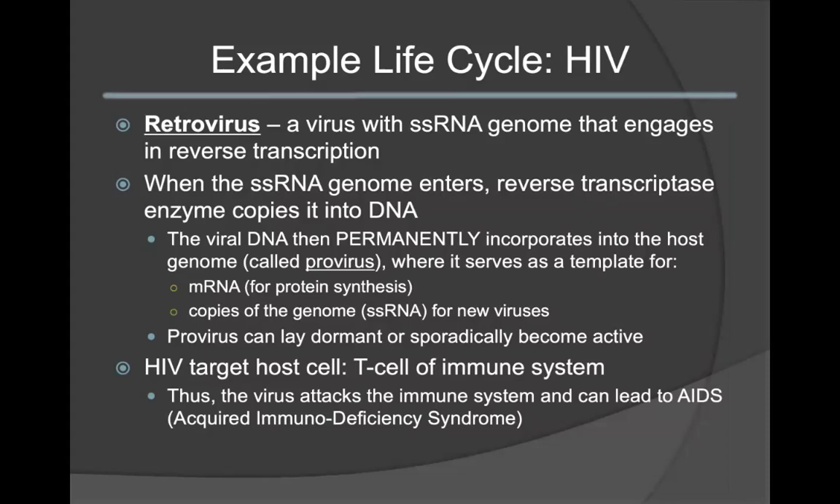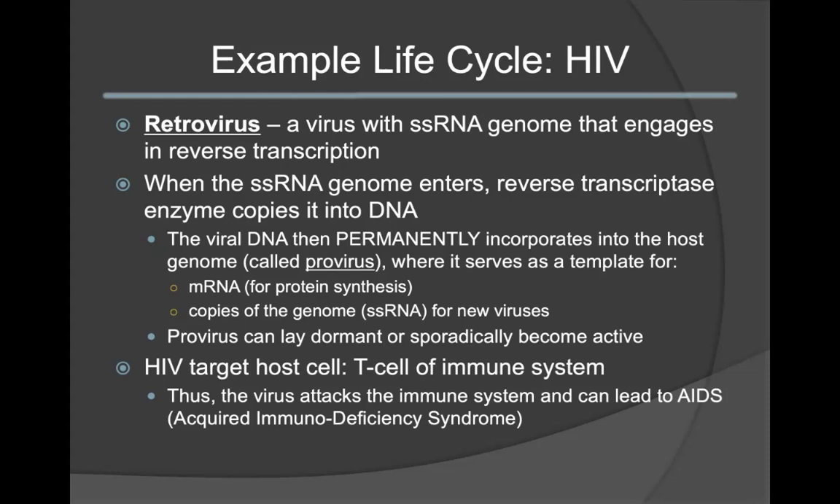A good example of a retrovirus is HIV, or the human immunodeficiency virus. A retrovirus as a class is a virus with a single-stranded RNA genome that can engage in reverse transcription. When this genome, that is single-stranded RNA, enters into the host cell, the enzyme reverse transcriptase that is usually present in the virus itself will copy out the ssRNA and make it into a DNA fragment.